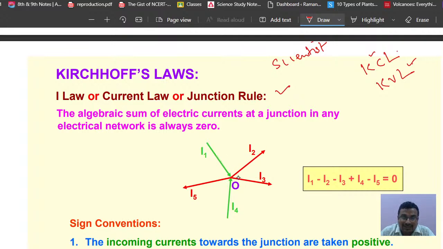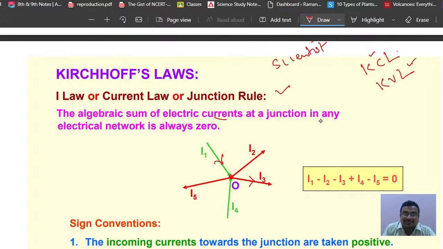When the current is incoming towards the junction, that current is taken as positive. When the current is leaving the junction, it is taken as negative. So Kirchhoff's first law tells us that the algebraic sum of electric current at a junction in any electrical network is zero.